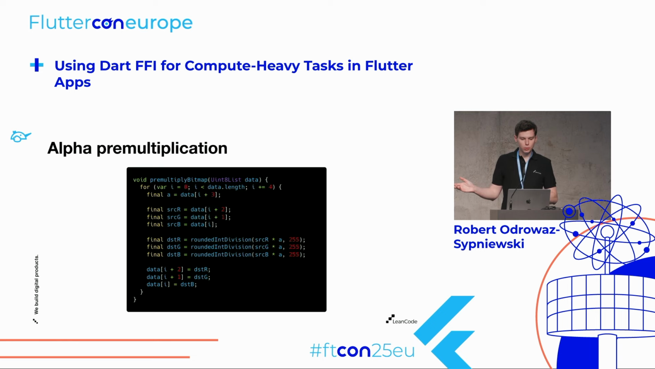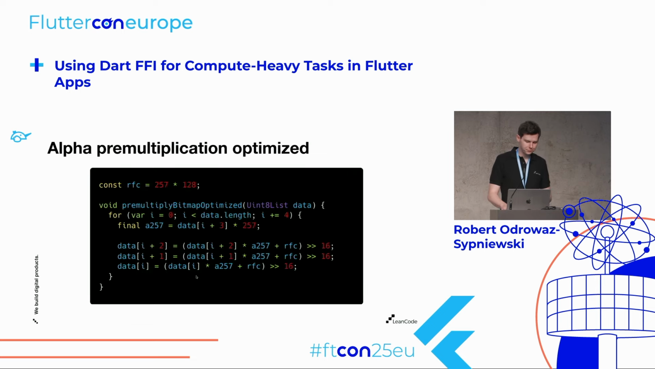Here's the super simple implementation of premultiplication. We are going over all the pixels, getting RGB values, multiplying them by alpha, dividing by 255, and writing them back into the same array. Here is the optimized version, which doesn't use division or any operations other than multiplication, addition, and bit shifting.